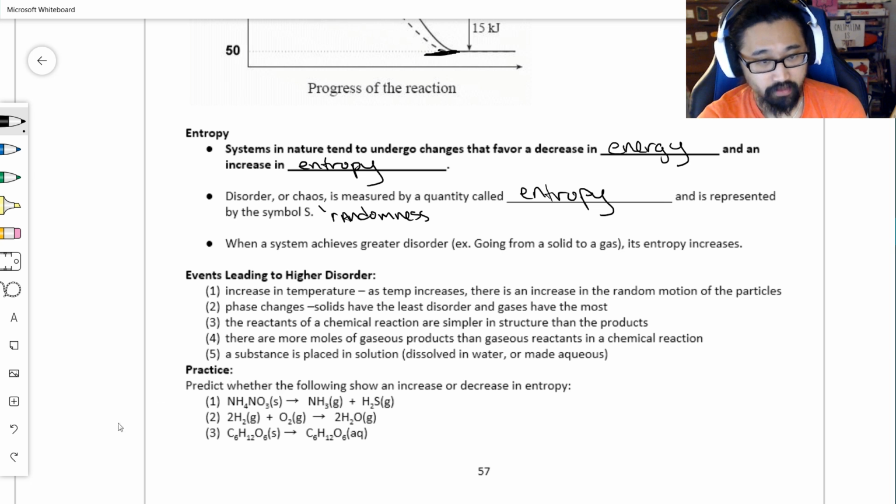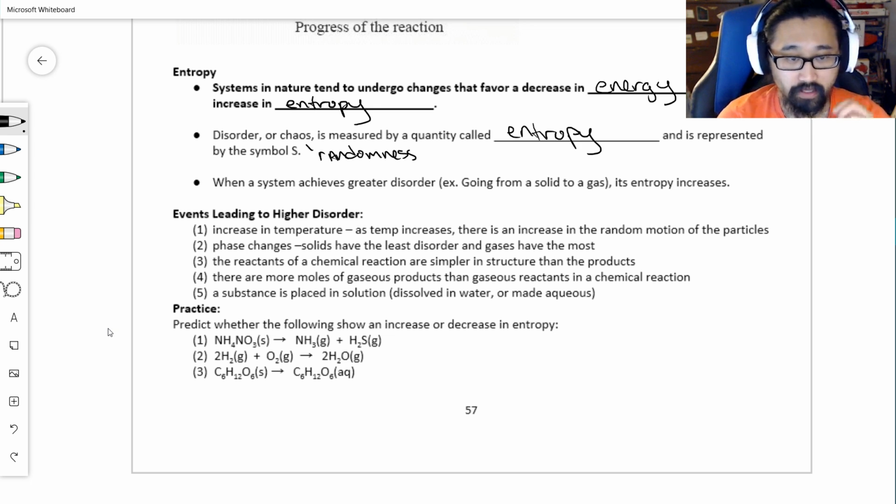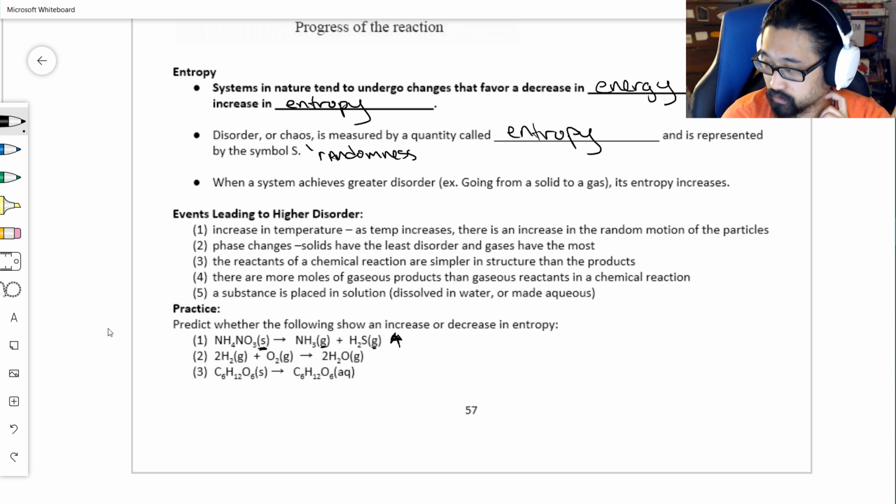Right? So very quickly, I'll look at these examples. If I look at example number 1, I see that I have a solid going to gases. That's an increase in entropy. Alternatively, this is a decomposition.